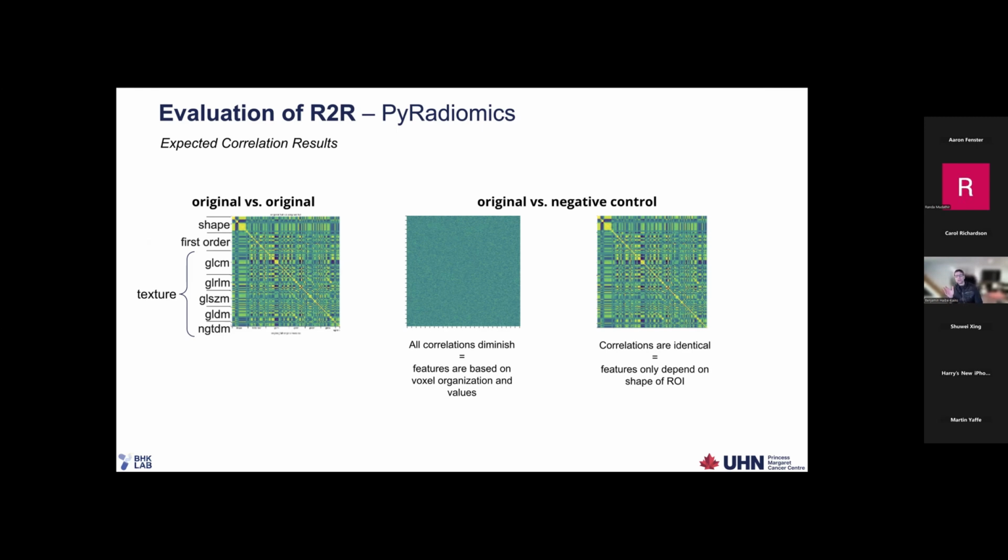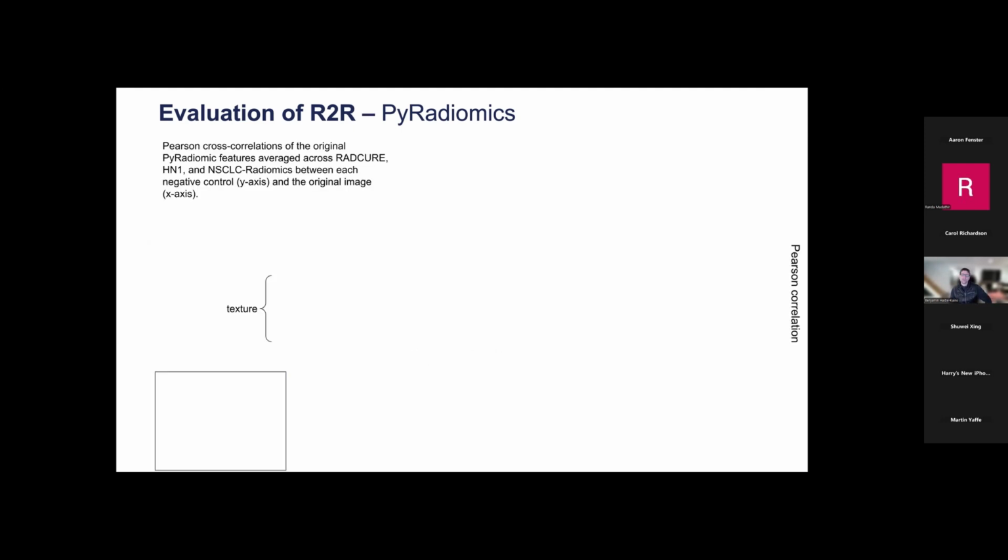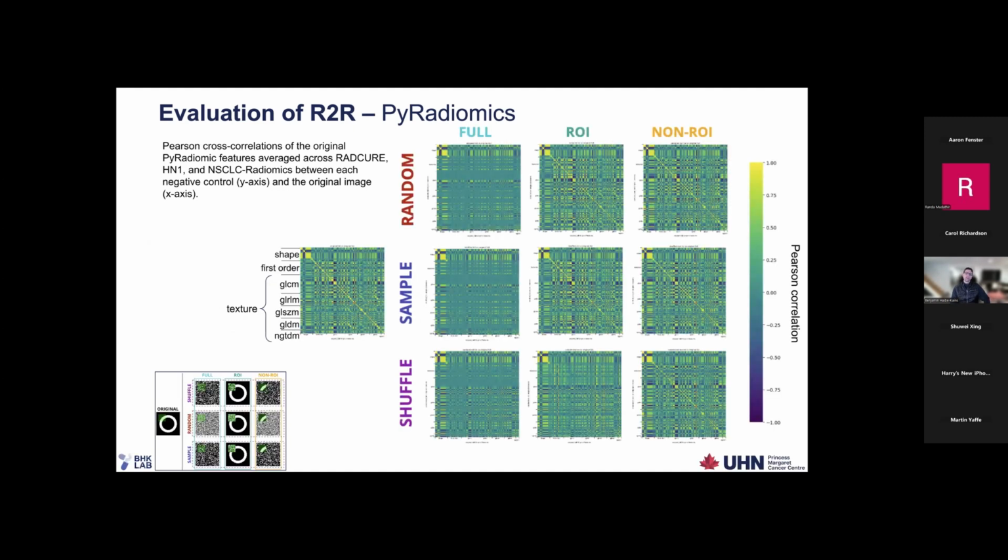If the voxels actually don't matter, it's all about volume, it's all about the segmentation, then the correlation structure will be exactly the same, right? So those are the two extreme cases. And so we were wondering now with radiomics, for instance, where you would fit in terms of negative controls. And those are the results we obtained.